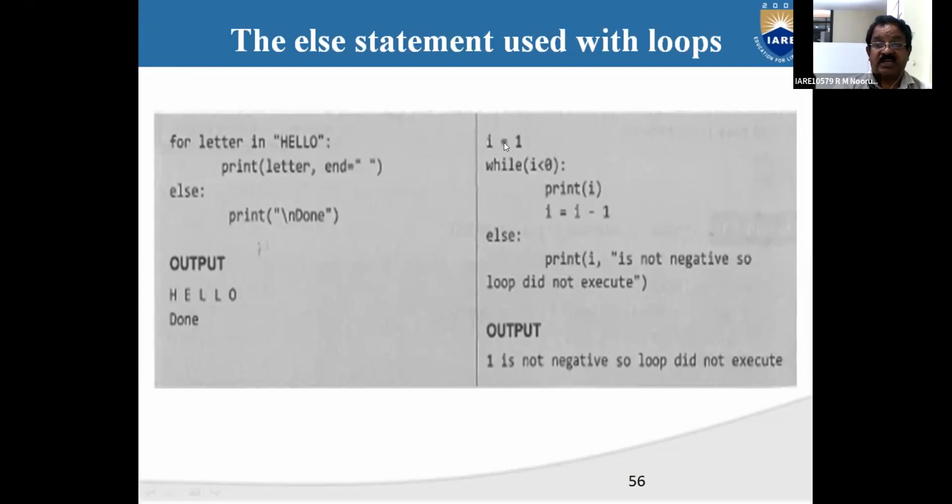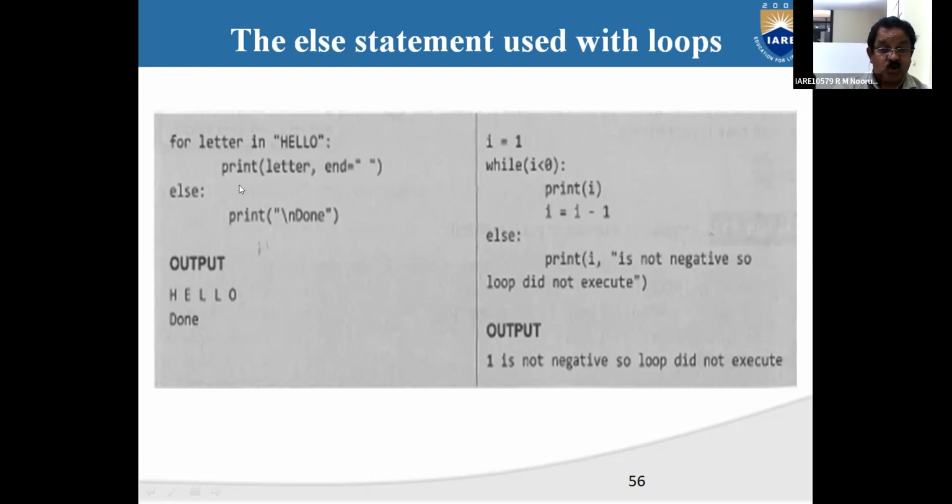If you have assigned, for example, I equals minus 10, then minus 10 is less than 0. Yes, then it is going to print I, so I will be decremented, and it is going to be printed. Since the condition becomes false, it will enter into the else part.